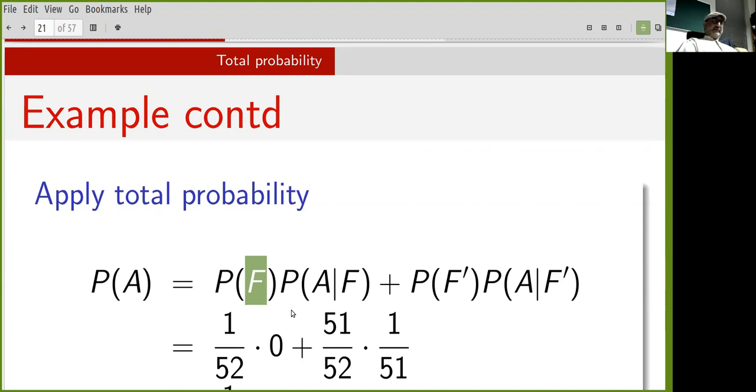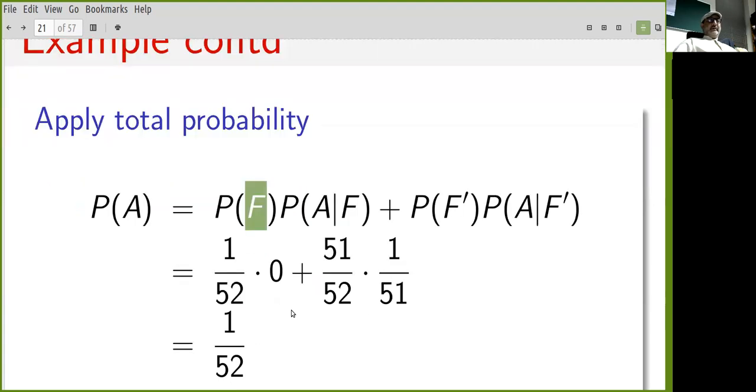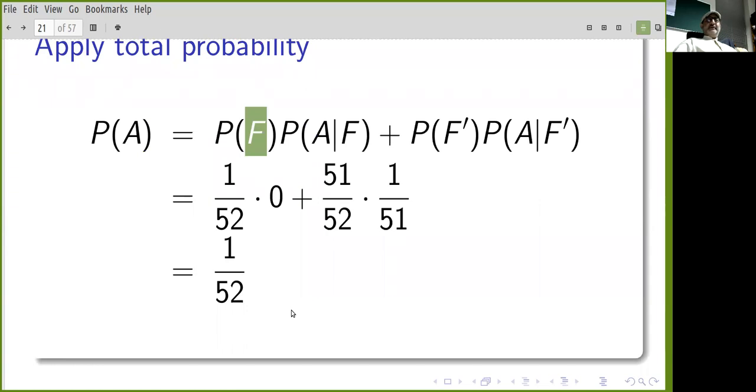Probability of F complement is 51 out of 52. Now, what's the probability that the second card is the Queen of Spades, given that the first card was not the Queen of Spades? So you picked up one card, and it was not the Queen of Spades. Now there remain 51 cards, and it's a fair deck, so any one of those 51 cards could be the Queen of Spades. So the probability that the second card is the Queen of Spades, given that the first card was not the Queen of Spades, that's 1 out of 51. Okay, so if we add all that up, that's 1 out of 52. That's kind of what we expected, right?